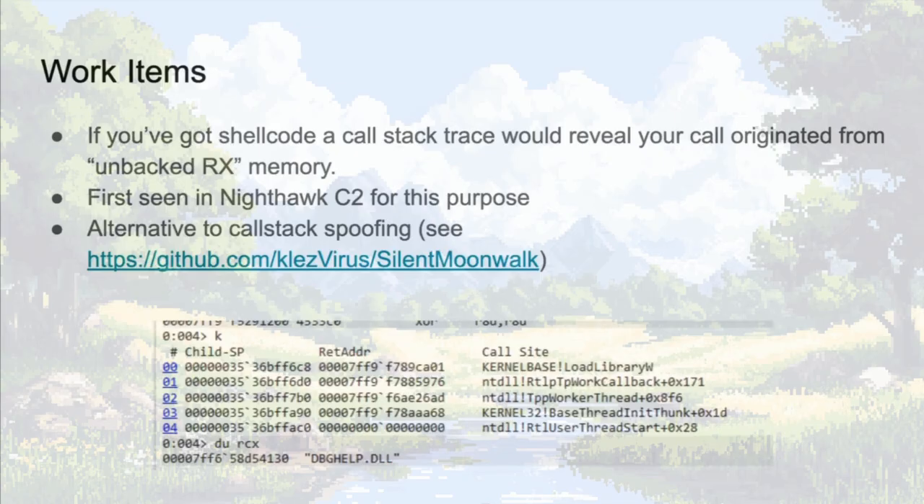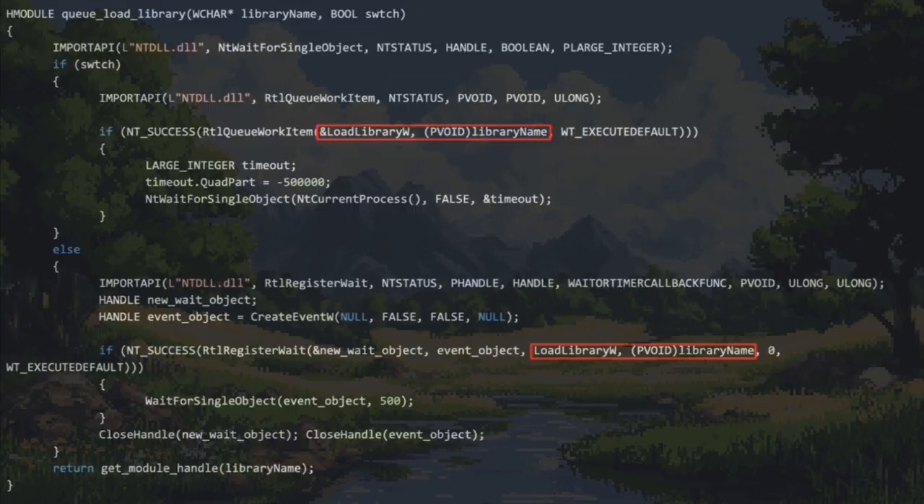So it's RCX, RDX, R8, R9. The first parameter is RCX. We can dump the Unicode, and we can see dbghelp, which is the DLL we try to load, which we'll see in the next slide. So this is just a little wrapper around these work items.